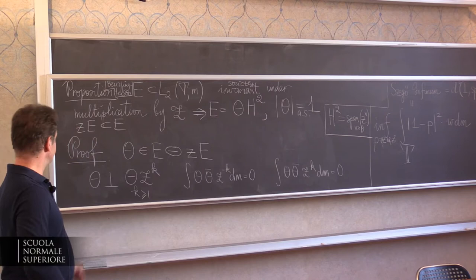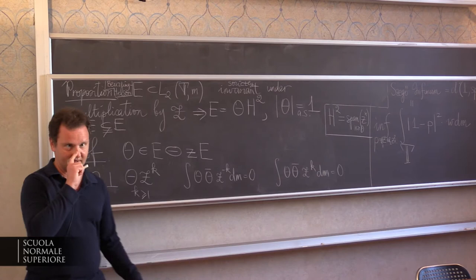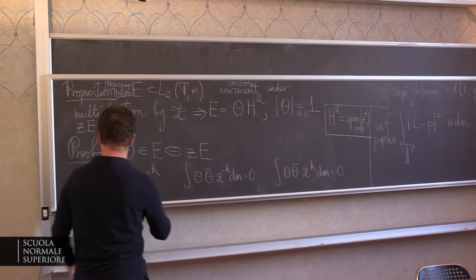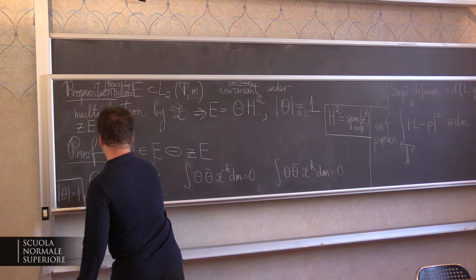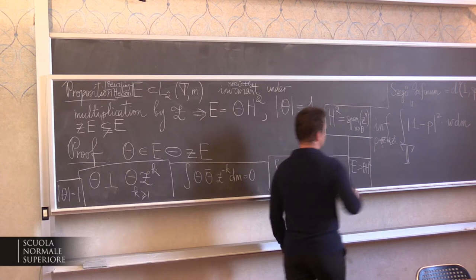Yes, that's right, excuse me. Yes, I should have written that, thank you very much. In fact, because as I said, if it is equal, then it's L2 of a subset, whereas if it is not, at this point the absolute value of theta is equal to 1. And so E contains theta H2, and it only remains to prove that there is nothing else.